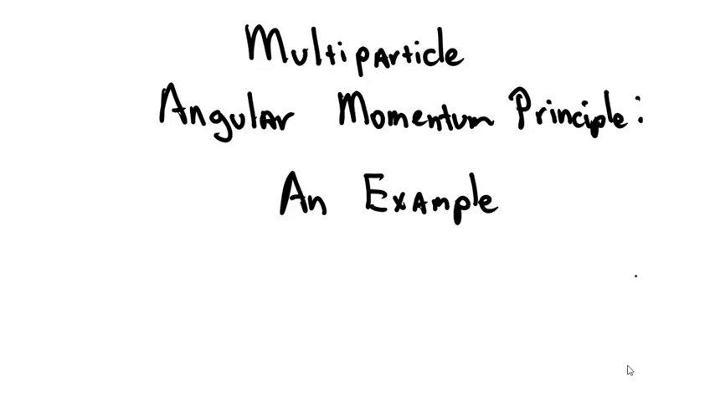In this lecture, we're going to solve for an unknown quantity in a problem by starting from the angular momentum principle in a multiparticle form. We'll also apply other fundamental principles, Newton's second law and the energy principle, to solve for other unknowns. This will serve as a nice example where we can bring all three principles to bear in the same motion situation.